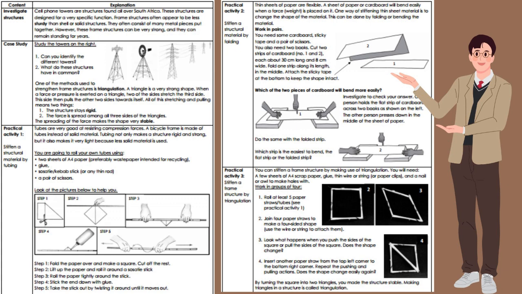One of the methods used to strengthen frame structures is triangulation. A triangle is a very strong shape. When a force or pressure is exerted on a triangle, two of the sides stretch the third side. This side then pulls the other two sides towards itself.